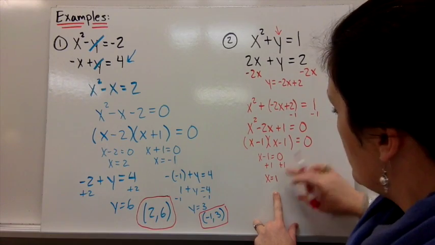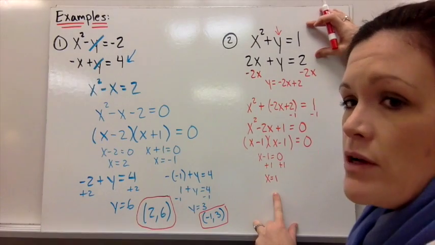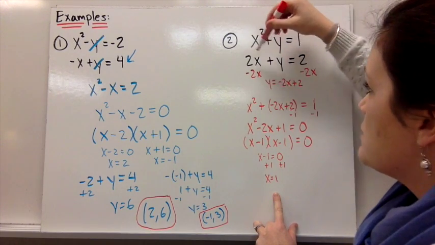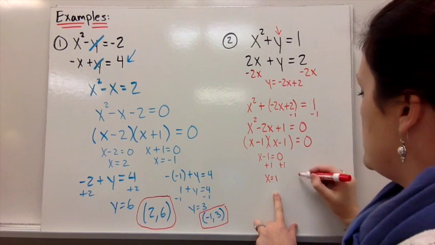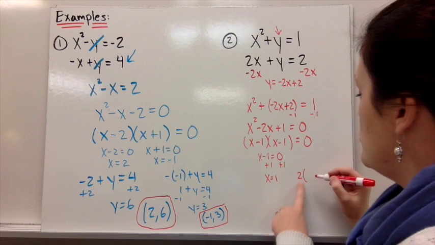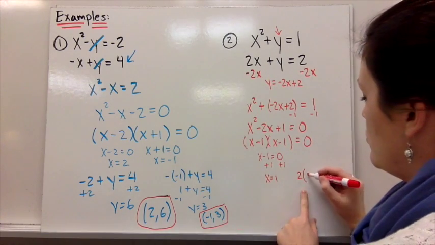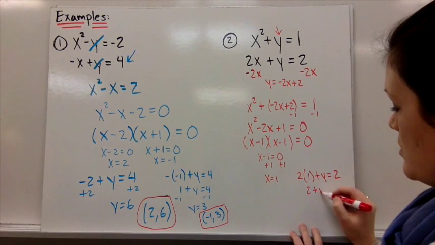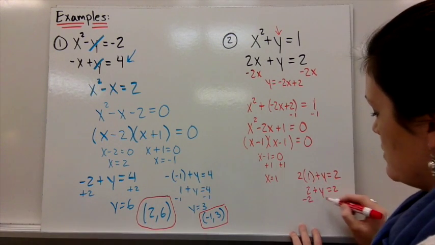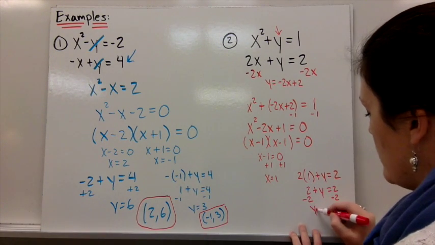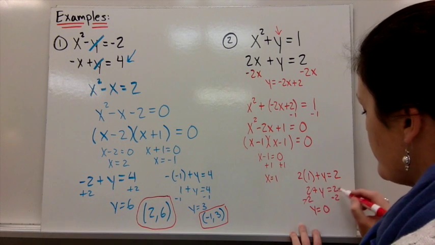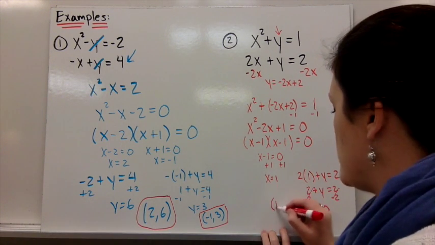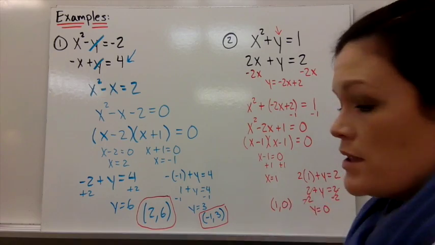I plug the 1 back into either of the original equations. So just pick the one that looks easiest. So 2x plus y equals 2 definitely still looks easiest because that's linear. So 2 times x will be 1 plus y equals 2. So 2 plus y equals 2. I can subtract the 2 and I get y equals 0. So the y equals 0 where x was equal to 1. So my solution would be 1, 0.